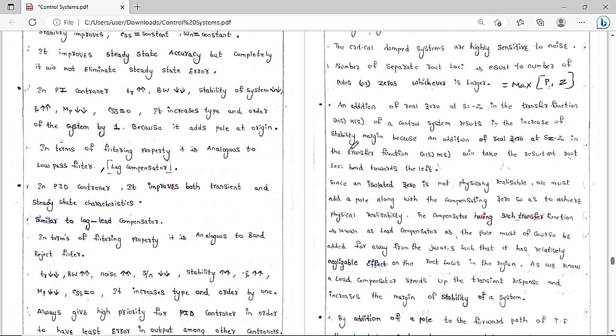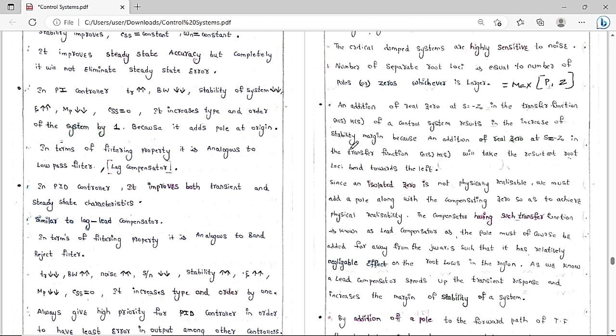But adding an isolated zero is impossible. Adding an isolated pole is also impossible. We always have to add a zero and a pole in a pair. So if you want a dominant zero but an insignificant pole, it is possible only in the case of a lead compensator. For a lead compensator, there will be a dominant zero and an insignificant pole.